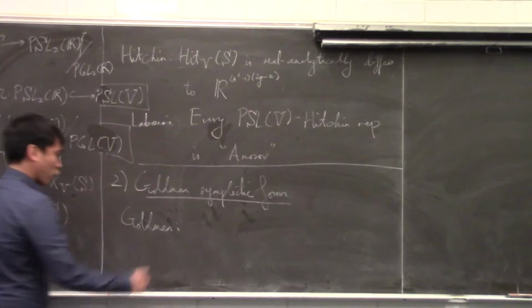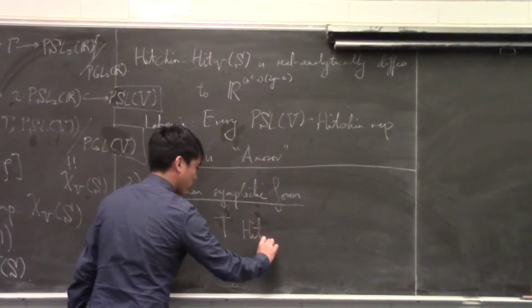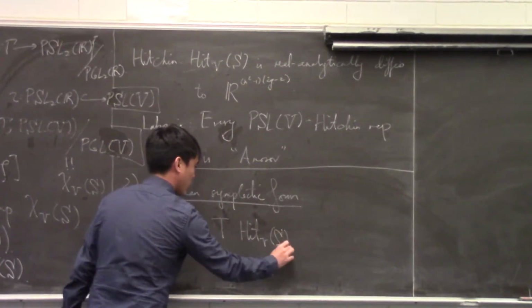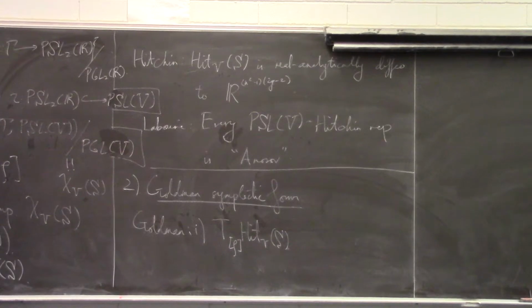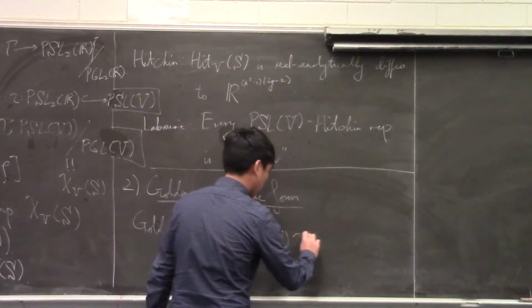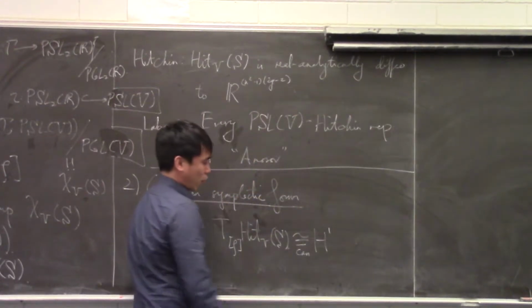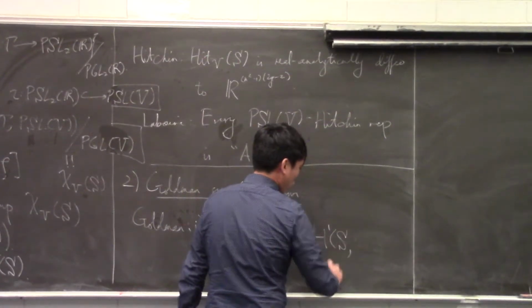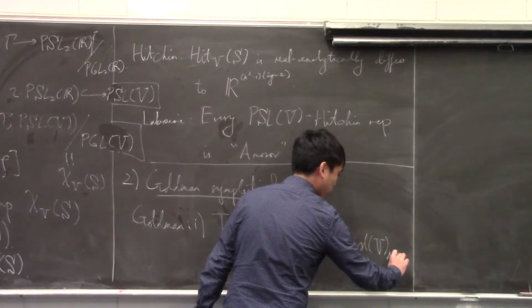And the first is the following. You look at the tangent space to the Hitchin component at any point in the Hitchin component. This guy is canonically isomorphic to the first cohomology of your surface with coefficients in the SLV bundle over the surface twisted by Ad rho.